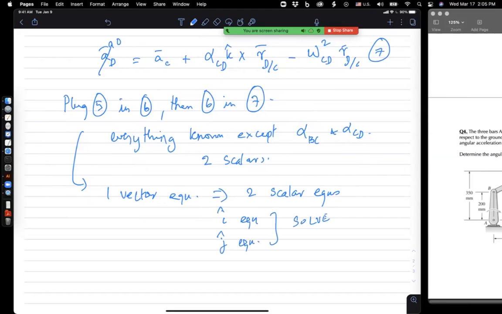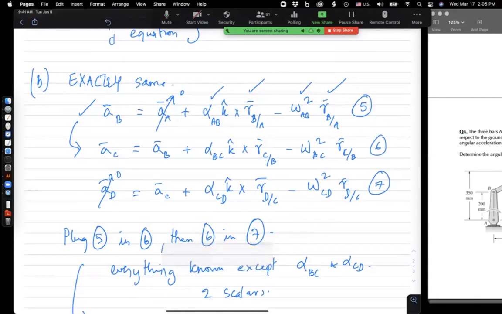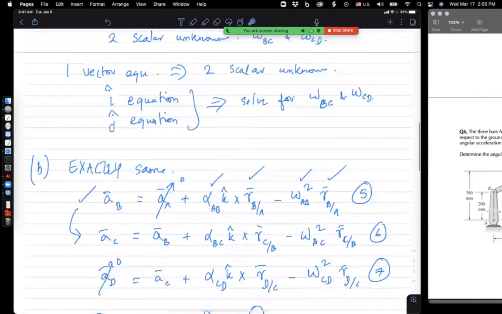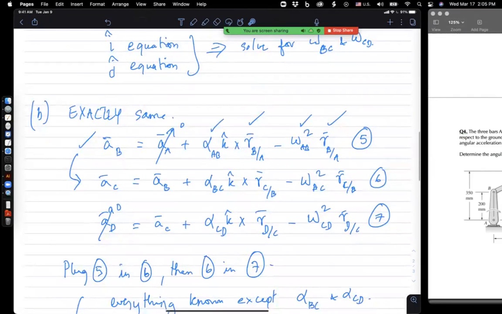So that's the procedure. Part B is basically the same as part A, except, unfortunately, there's a couple more terms in there, and you will have to use the answers from part A in part B, because you have these terms, omega BC, omega CD, and so on. Any questions?